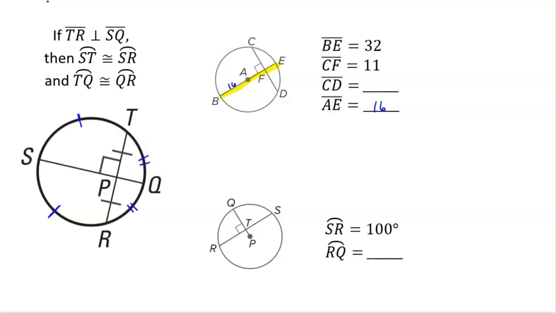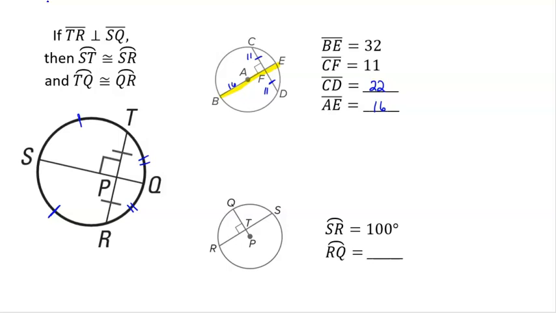And then they tell us that we have a chord here that is perpendicular. That means that this piece is going to be congruent to this piece. And it tells us that CF is 11, which makes FD or DF also 11. So CD is going to be 11 plus 11, which is 22.